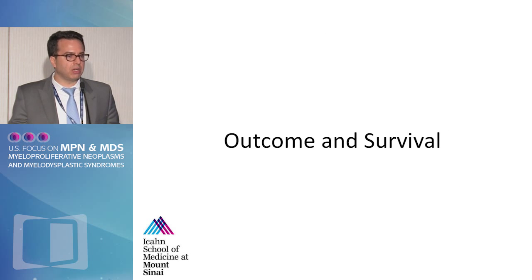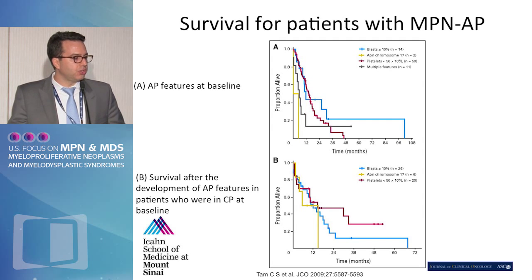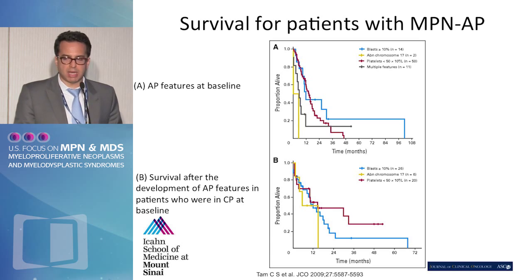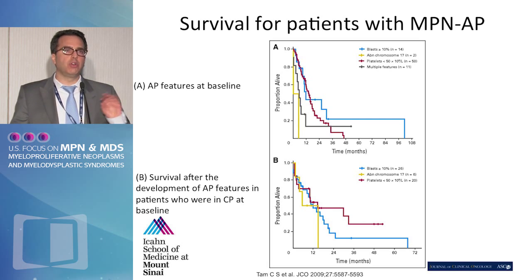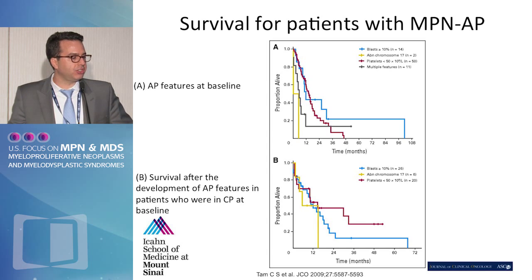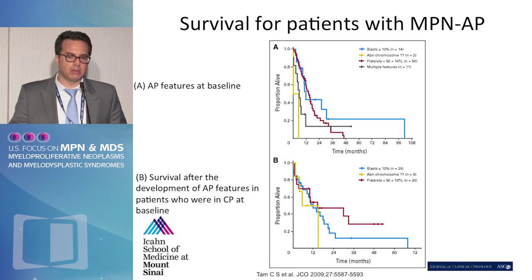Moving on. So outcome and survival. So this was a study done by the MD Anderson group looking at risk factors. Their goal of this study was to look retrospectively and find risk factors in patients that predicted a poor survival, less than 1 year. And they came up in a multivariate analysis with blasts in the bone marrow of 10% or greater, abnormal chromosome 17, or thrombocytopenia.